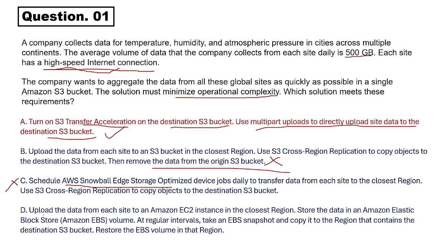Now, option D, upload data from each site to an Amazon EC2 instance in the closest region. That is possible. You can do that. Then store in EBS and then take the EBS snapshot, then copy the snapshot in any other region. So that is also possible, and restore volume in that region. So you can understand by reading the option itself. This is super complex. So this is also not correct here. So turn on S3 Transfer Acceleration is the correct answer here.